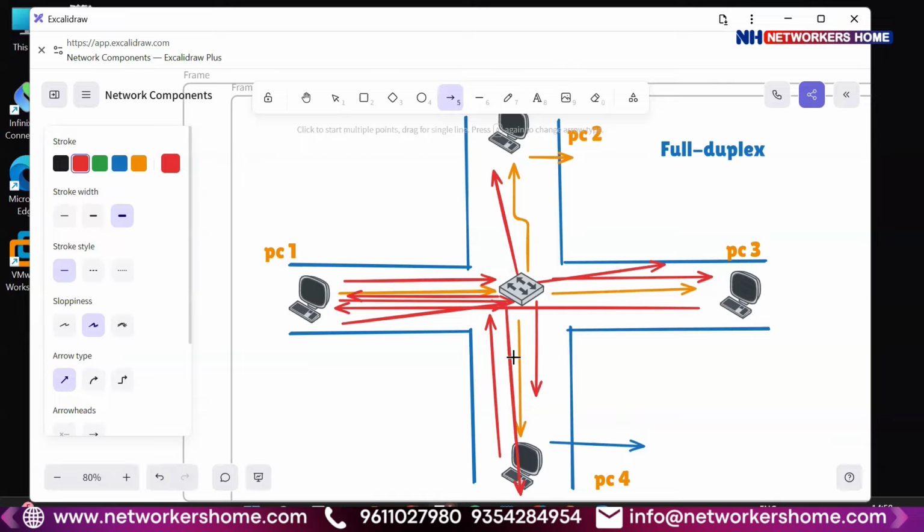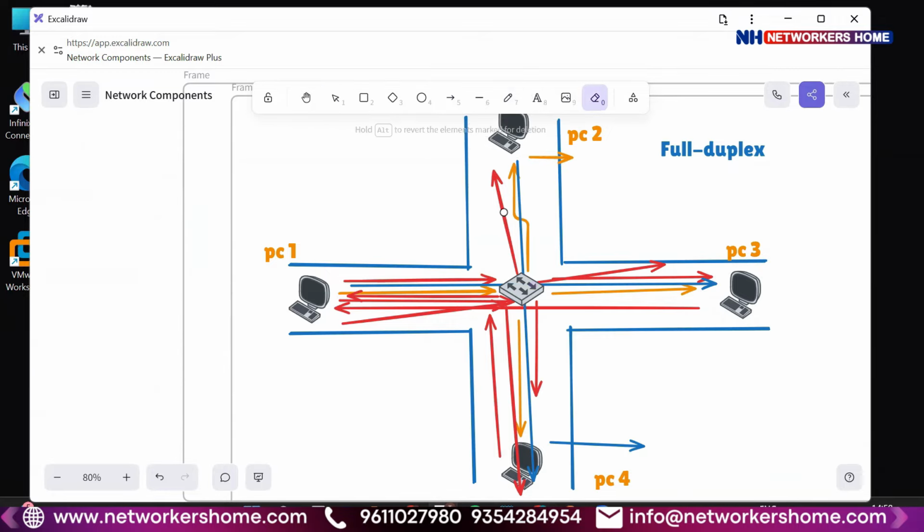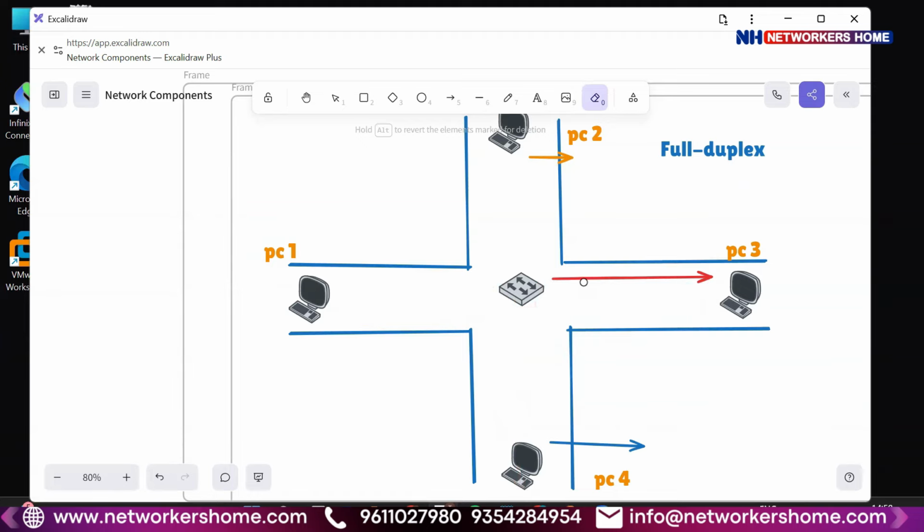So this is called per port collision domain. Each and every time it sends to all other connected devices, that is called a single collision domain. What is full duplex here? Simple. PC2 can communicate with PC4 and PC1 can communicate with PC3 at the same time. Collisions will not happen because it is a full duplex device. Clear with this part? Now you understand what per port collision and single collision are.